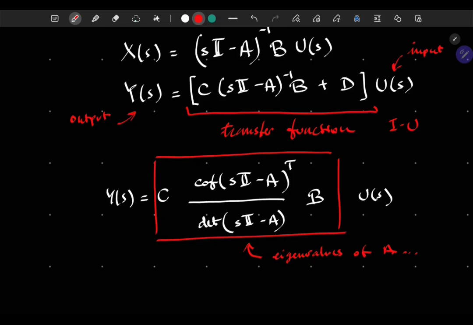Moreover, we observe that the C and B matrices here pre and post multiply this fraction, and they might mask some of the modes which come from this cofactor matrix, and this might give rise to observability or controllability issues. We will discuss this in a different video.